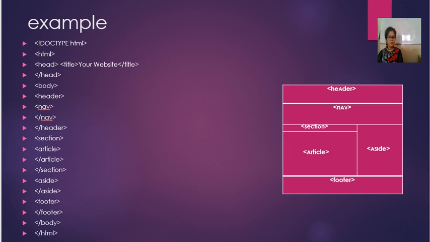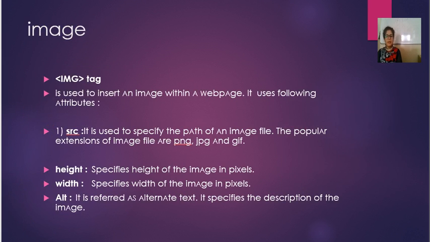Now let's move to the next tag. The next tag is the image tag. This is a very important and very useful tag. Now what is the image tag and why do we use the image tag? The image tag is used to apply an image on a web page. So if you want to apply an image on a web page, then you can simply make use of the image tag.